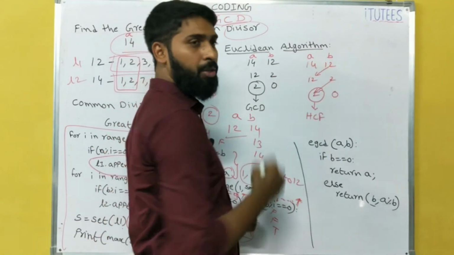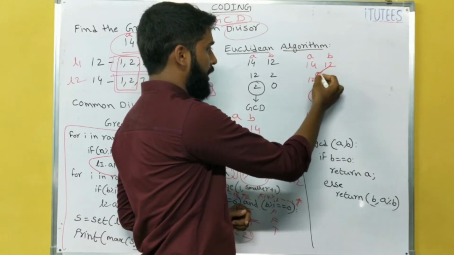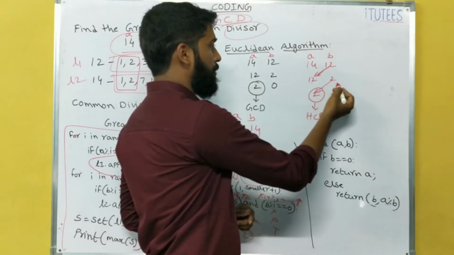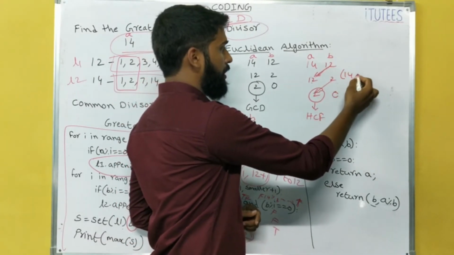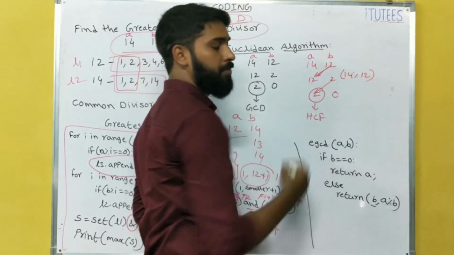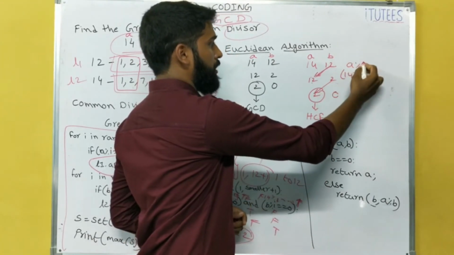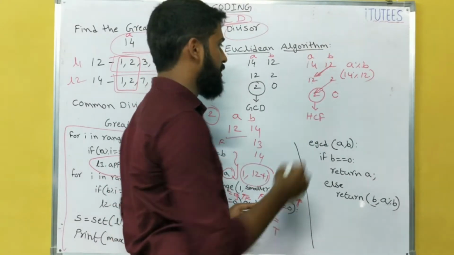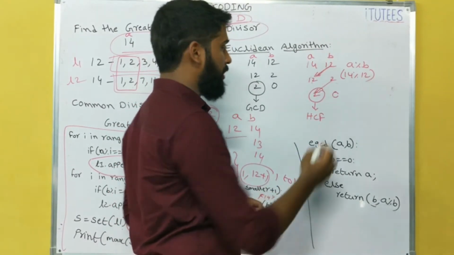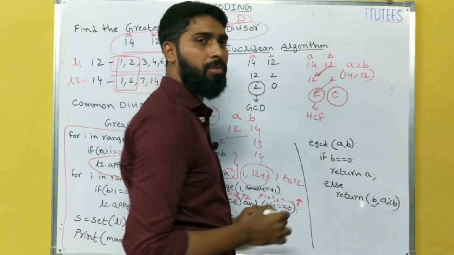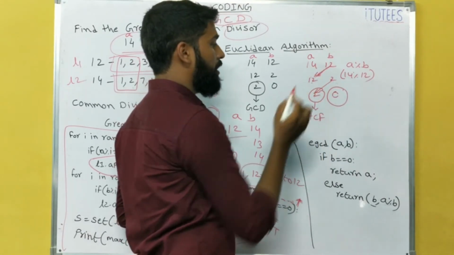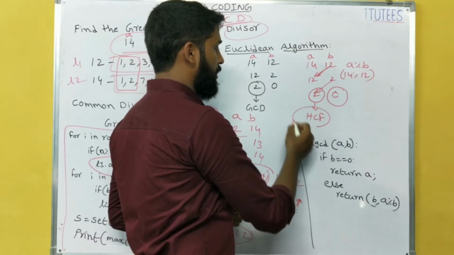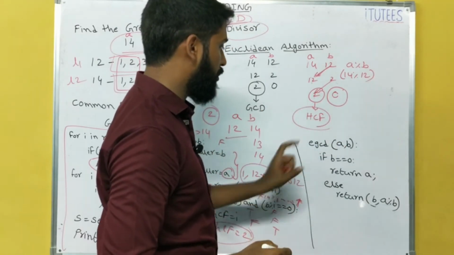So for 14, 12, make B the A value, and the new B is 14 percentage 12, that means A percentage B, which is 2. Again the function call. How many times can we call that function? Until the B value becomes 0, then we return the A value. That is the HCF. So this is the code for that.